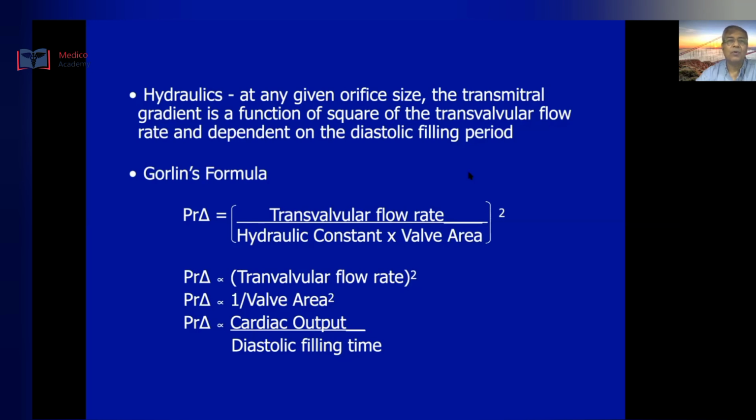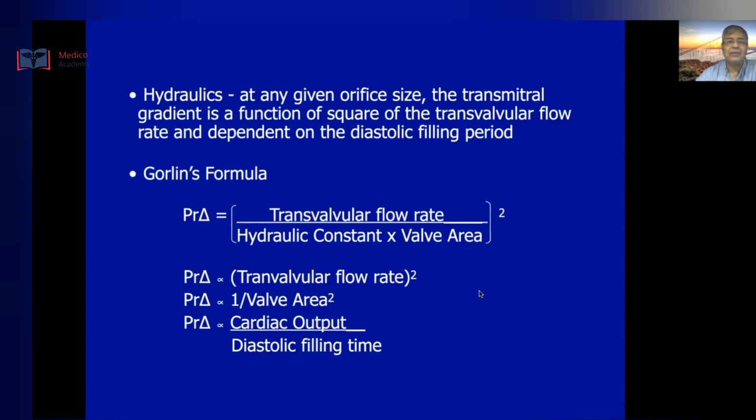So we use a formula which is called the Gorlin formula, and Gorlin formula states that the pressure differential across the valve, that is the pressure differential between the LA and the LV, can be calculated by the transvalvular flow rate divided by the hydraulic constant times the valve area, and this is squared, so that gives the gradient of the valve.